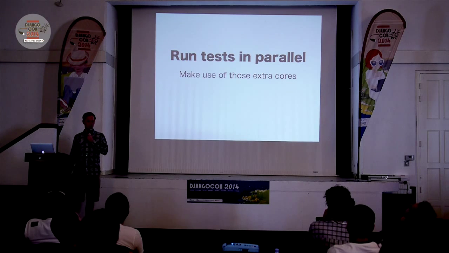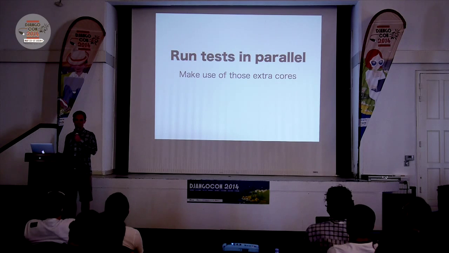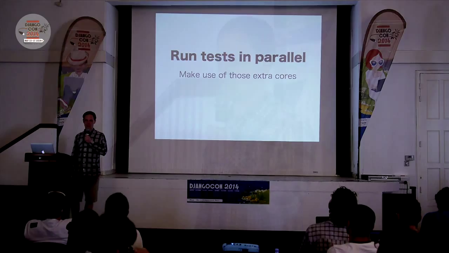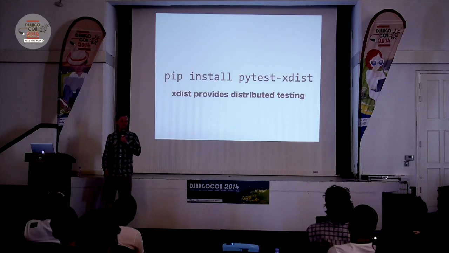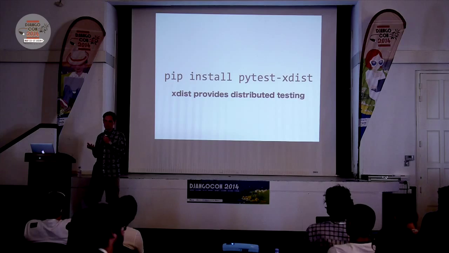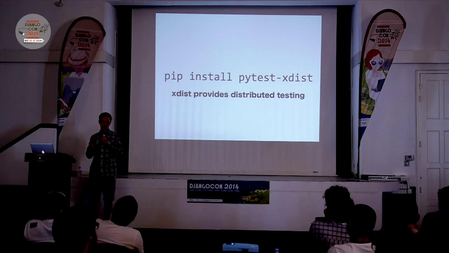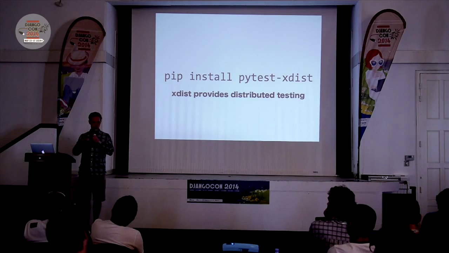Another feature that is really nice, since I got my quad-core machine, is to run tests in parallel. It can make for really big speed-ups in the time it takes to actually run the tests. There is a plugin called pytest-xdist. It takes care of distributed testing, so it allows you to run tests in multiple Python processes at the same time, and it manages distributing the tests to those processes and collecting all the results back at the same place.